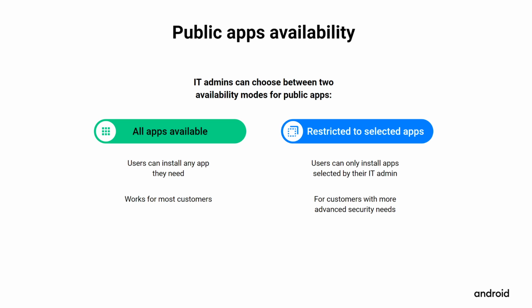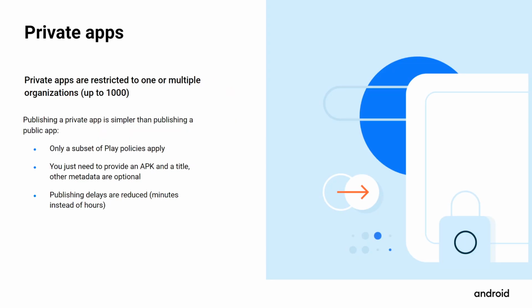The other option is to restrict availability to the apps you've selected. This is for companies with more advanced security needs, and it requires the IT admin to proactively approve any apps users may need. So that was for public apps. Now let's talk about private apps.